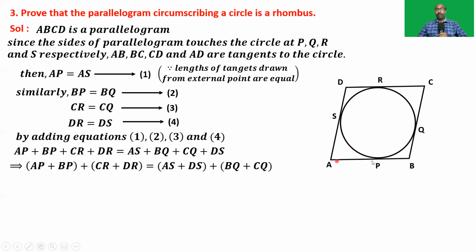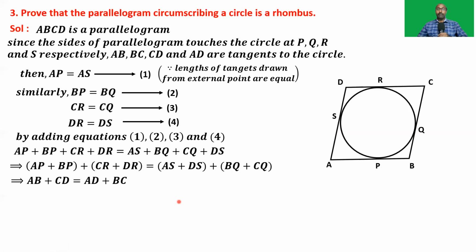Now, from this figure, we have AP plus BP is equal to AB, isn't it? And also, CR plus DR is equal to CD. AS plus DS is equal to AD, as well as BQ plus CQ is BC. So, substitute these values for these terms. AB plus CD is equal to AS plus DS, which is AD, BQ plus CQ, which is BC.